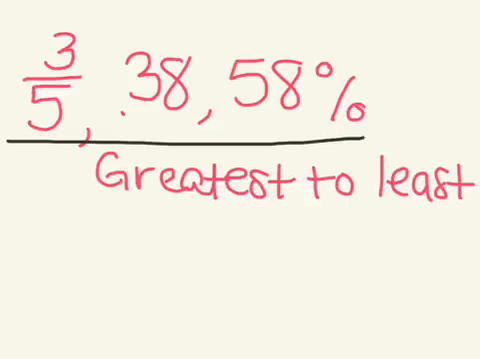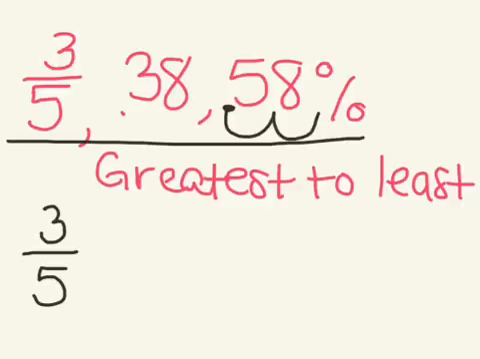If you remember from last lesson, 7.1b, we just change a percent to a decimal by taking that decimal point and moving it twice to the left. That's going to make a 0.58. So now we have two decimals. The only thing we need to do is change 3/5, which we actually did last lesson, but just a little refresher.